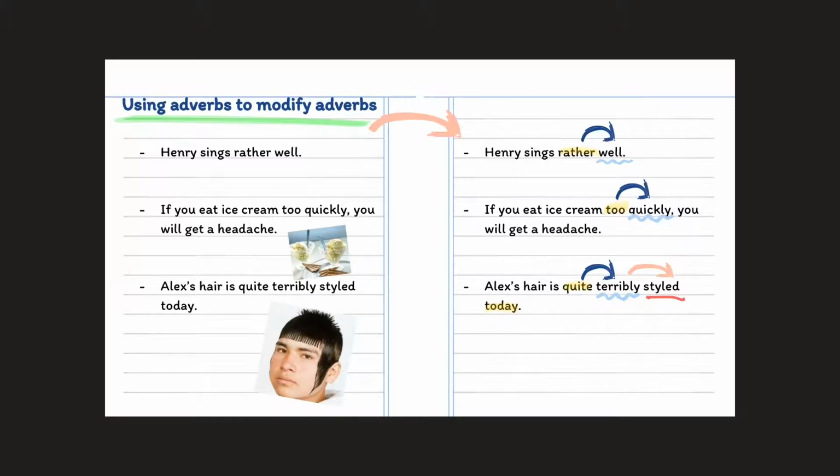Okay, we are using the adverb terribly to modify the verb styled. So other adverbs, quite. So we are here using an adverb to modify another adverb. Okay, so quite is used to modify terribly, and terribly is used to modify the verb styled. How about today? Today is not modifying styled, terribly, or quite. It is telling when the whole thing happened. Okay, so it is modifying the whole sentence.